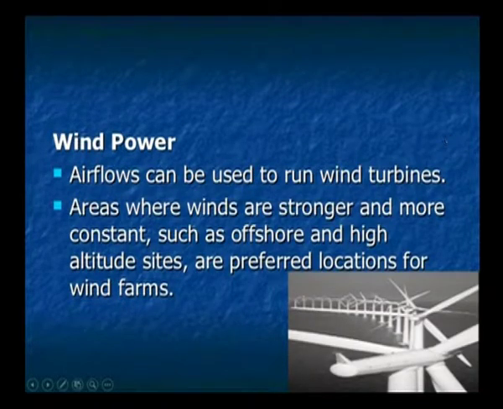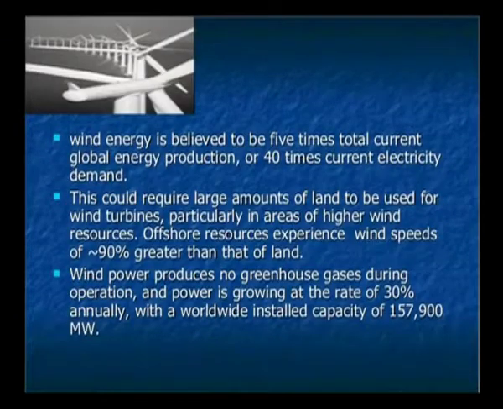If you look at wind energy or wind power, air flows can be used to run wind turbines. Areas where winds are stronger and more constant, such as offshore and high altitude sites, are preferred for wind farms. Wind energy is believed to be 5 times total current global energy production or 40 times the current electricity demand. This could require large amounts of land to be used for wind turbines, particularly in areas of higher wind resources. Offshore resources experience wind speeds of 90% or greater than on land.